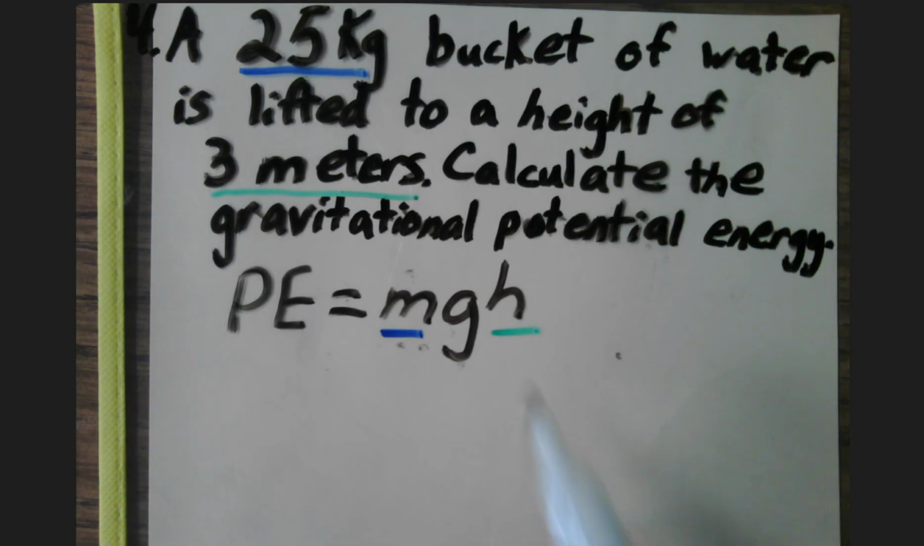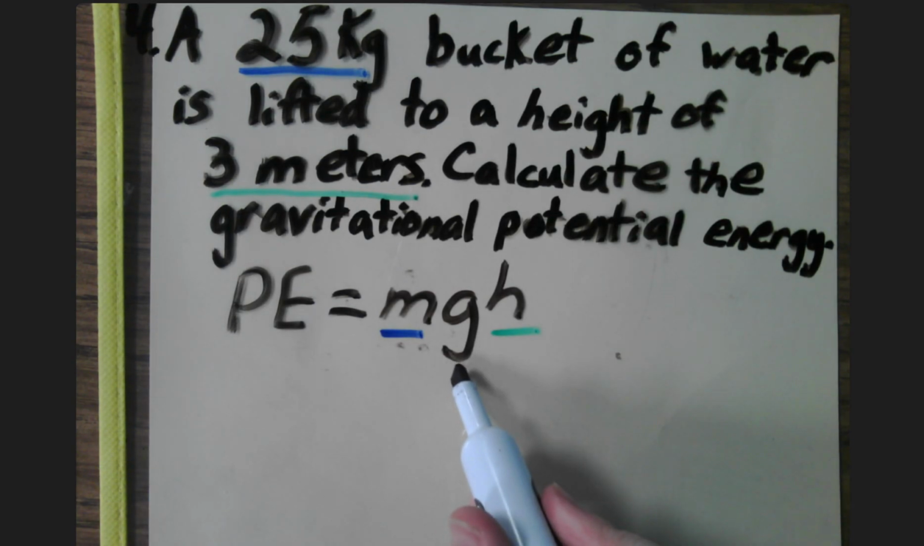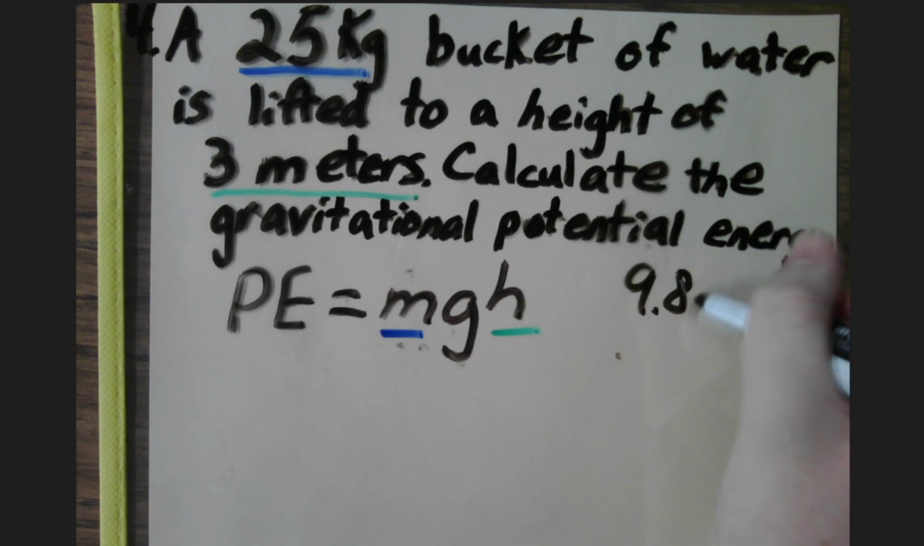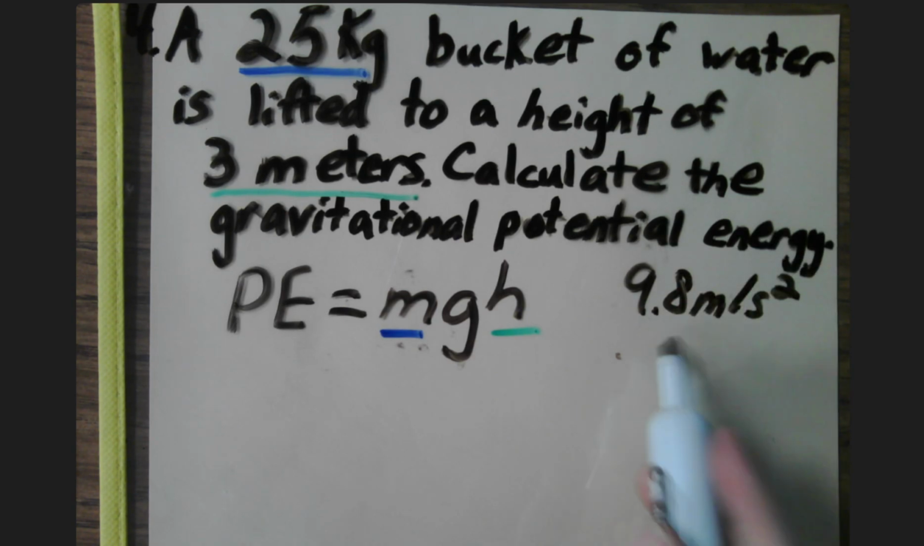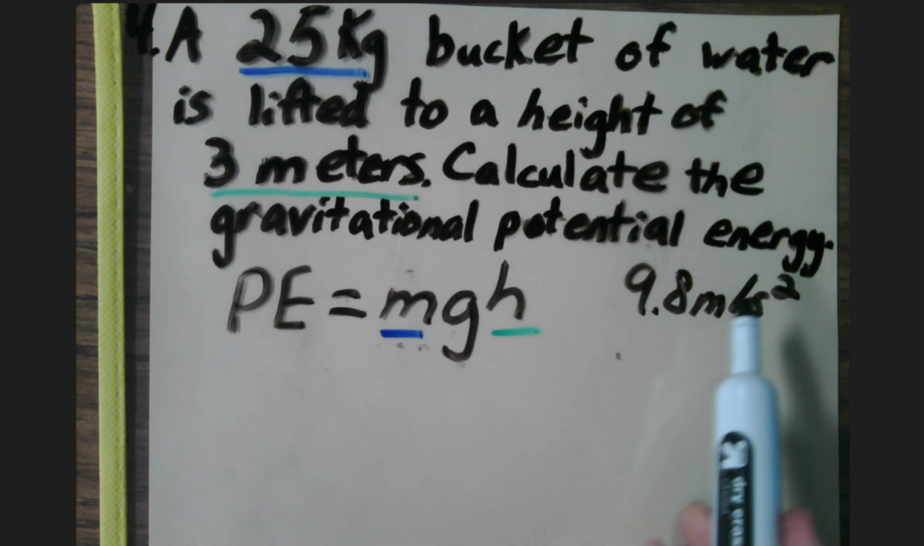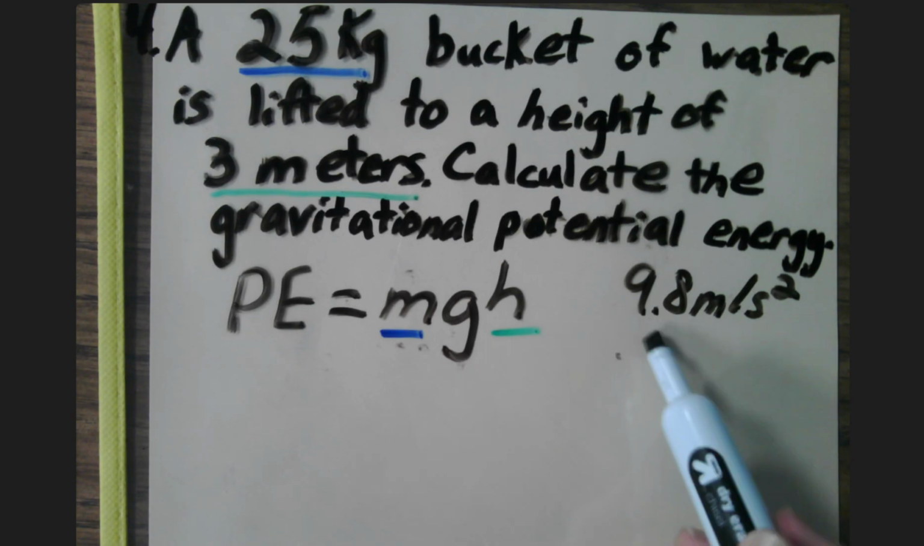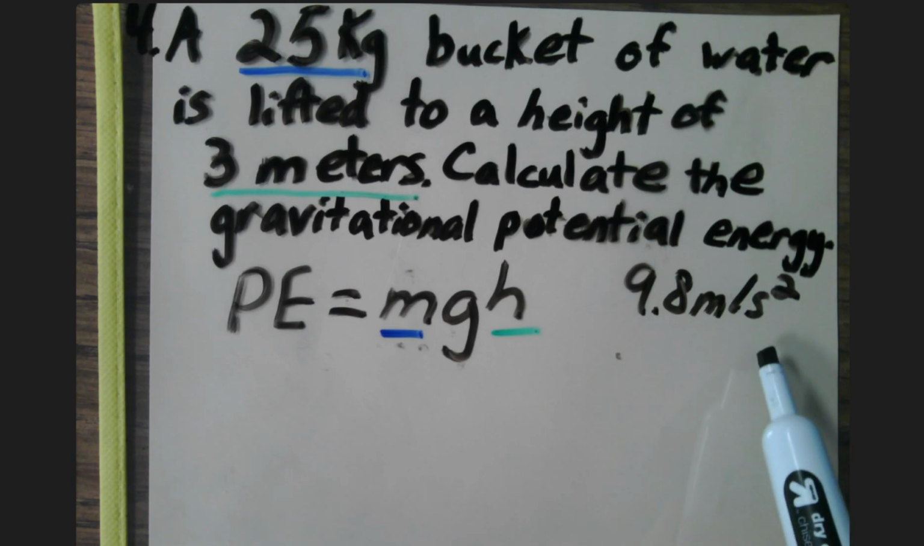But wait, we don't have gravity. Well, our gravity on Earth is equal to 9.8 meters per second squared. That is our gravity on Earth. And so anytime you see a gravitational potential energy problem and it needs gravity, you're going to assume that the gravity they're talking about is here on Earth. So it is always going to be 9.8 meters per second squared.